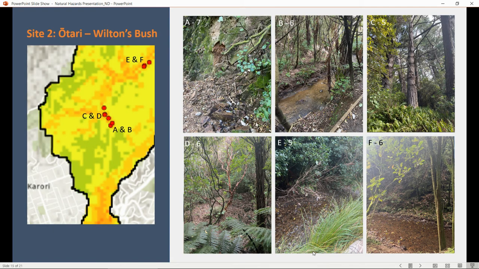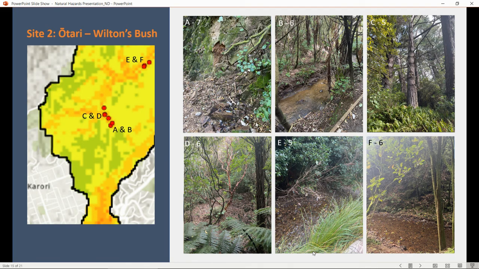The second site we visited was Otari Wilson's Bush. We observed the following hazards there. In photo A, there's the rocks, which were less fractured along the slopes. This was because they were further away from the fault line than they were at Zealandia, so there's less pressure on the bedrock. This had a hazard rank of 7.